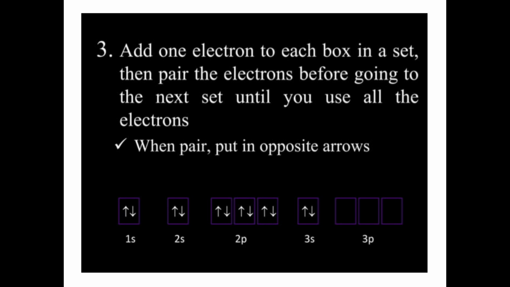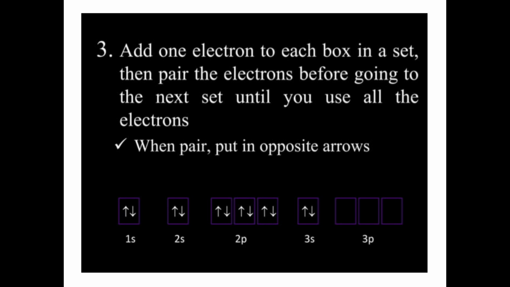When you are filling 2p, you know we have 3 boxes. The first thing you do, you fill them singly, all of them facing one direction, one, two, three. You are now left with 3. You now come back to pair, and those ones will be facing down, one, two, three, making 6. That is 2p6, and you are left with 3s2. That's 2 electrons, one facing up, one facing down. Magnesium does not have any 3p because it's only 12.